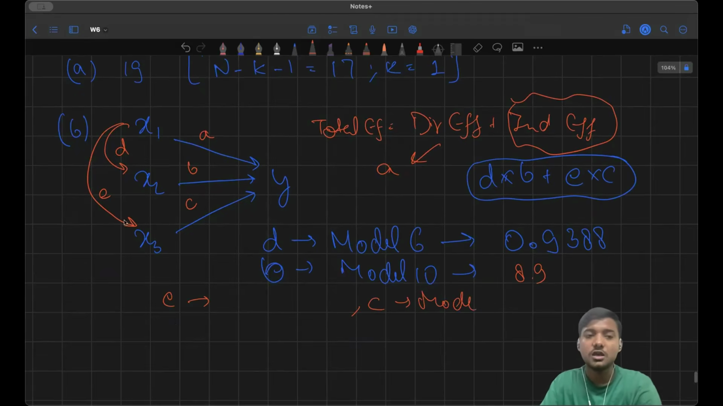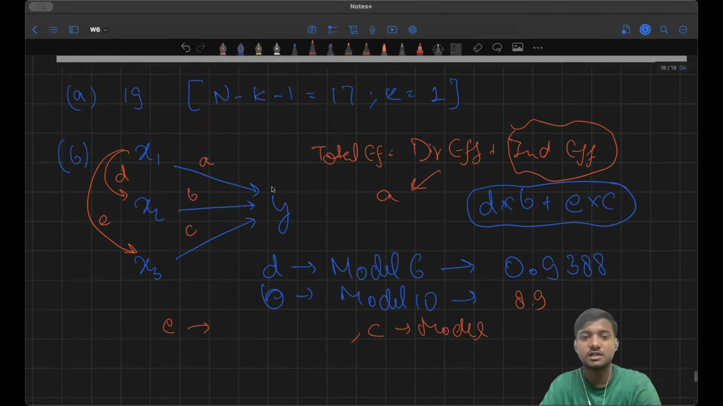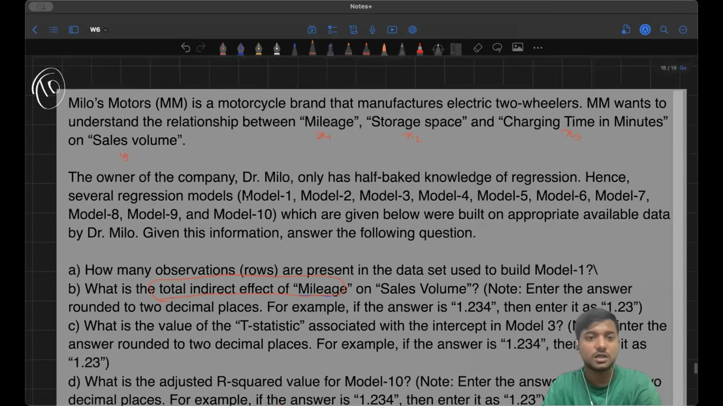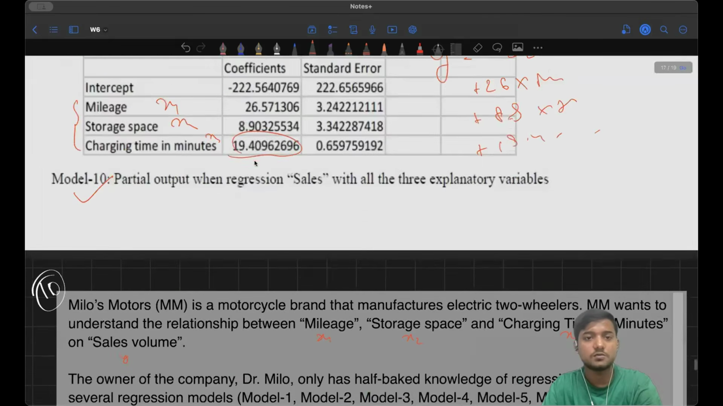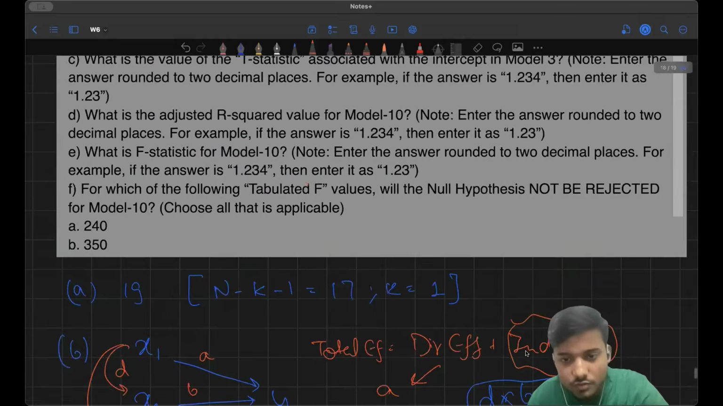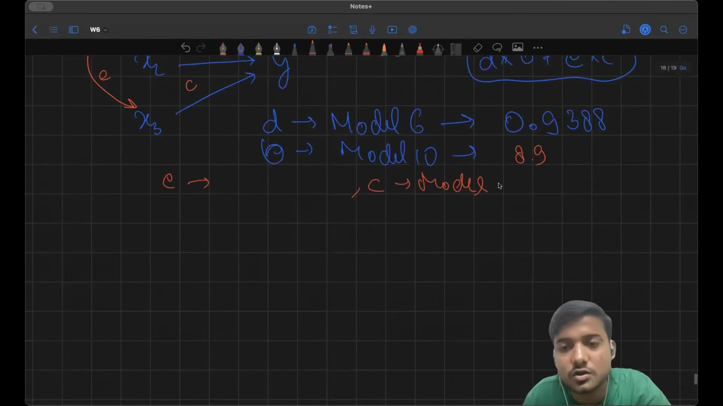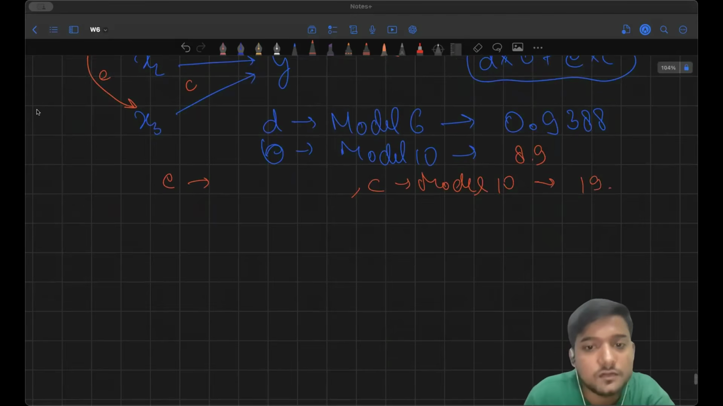Because for C, both things are changing, x1 and x3. So for this, you see how x3 affects y. How x3 affects y is going to be this thing, 19.40. So C is going to be 19.40.